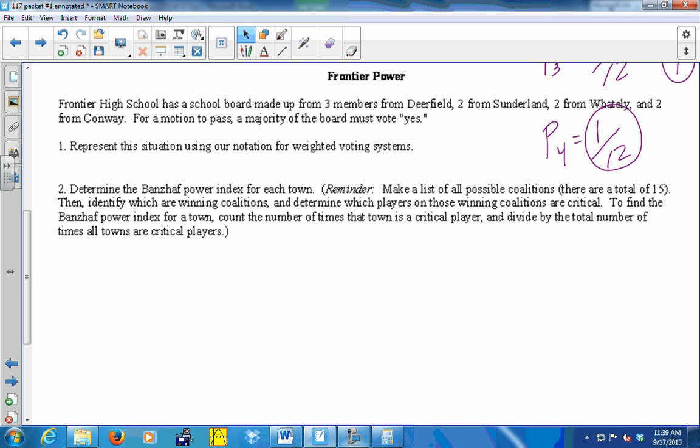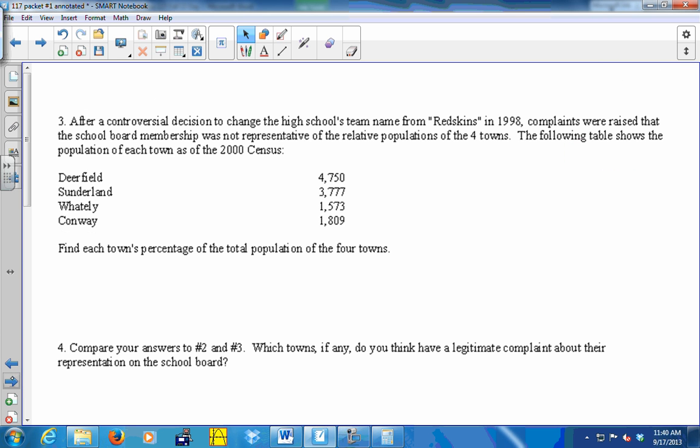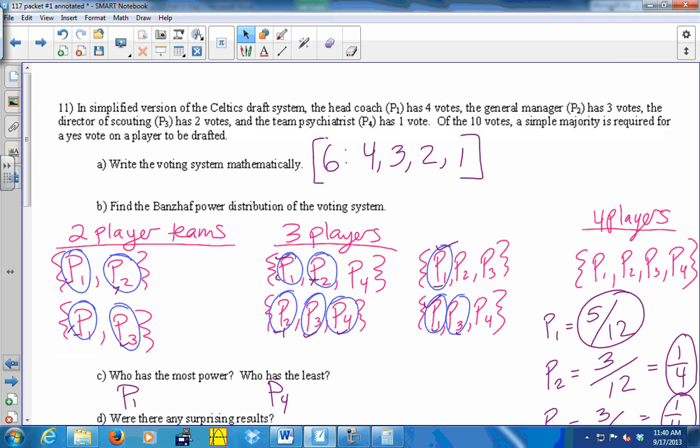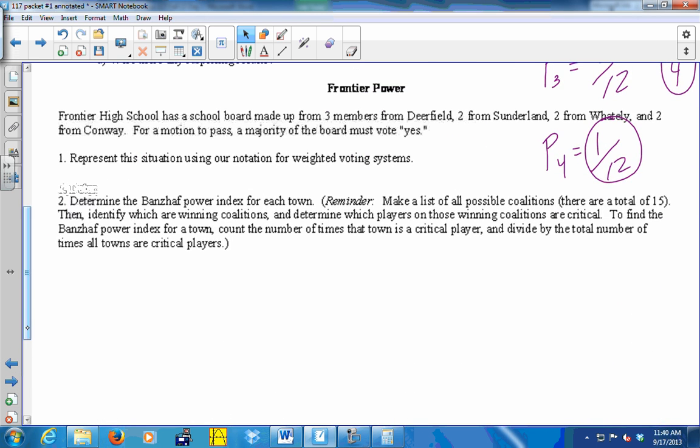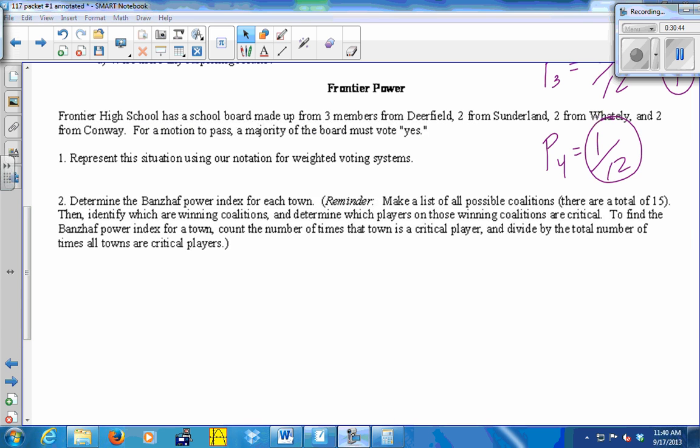So I want you to represent this situation using the notation for weighted voting systems. Find how much power each town holds in this system. And then there's some questions about that power and whether it is appropriate. So go through, work in your groups. I'll come around and help.